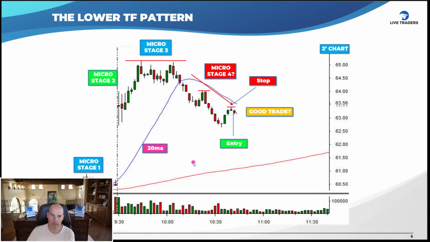This is a 2-minute chart, and this is a stock that gapped up. Okay, you can see yesterday's close at 60.50, today's open at like 63.50. You can see the rising 20-period moving average, okay? So, to be clear, everything on here is micro. It's micro because it's a 2-minute chart. Right? Everything on here is micro.